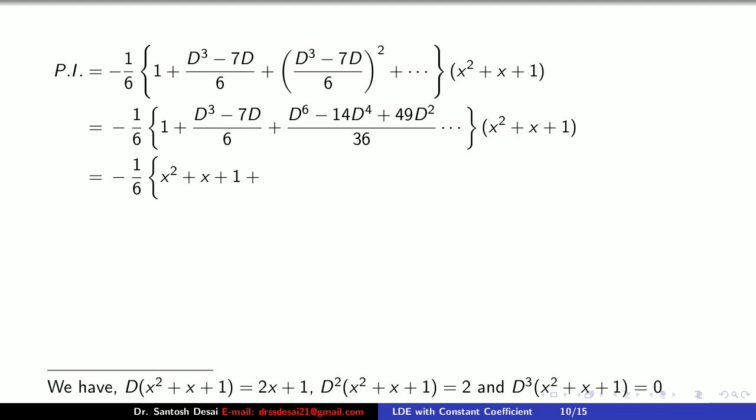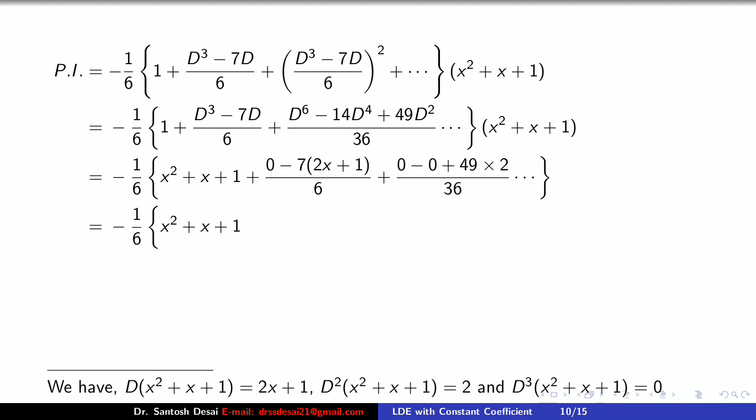So therefore we get 0 minus 7 into bracket 2x plus 1 divided by 6 plus d raised to 6, that is 0, d raised to 4, that is 0, and d square is 2. So we'll get 49 into 2 divided by 36. Now simplifying this, we get the required answer. So minus 1 by 6 into bracket x square plus x plus 1. Here we get minus 7x by 3 minus 7 by 6 and plus 49 divided by 18.